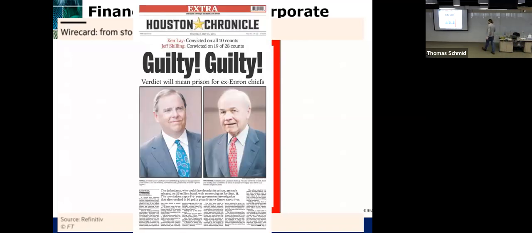So probably the prime example of fraud was Enron. I'm sure all of you have heard about Enron in some kind of context. Enron was in some ways similar to Wirecard. They also were everybody's darling. They had a very innovative business model, like trading of energy. At the end it turned out that their whole business model was faked.